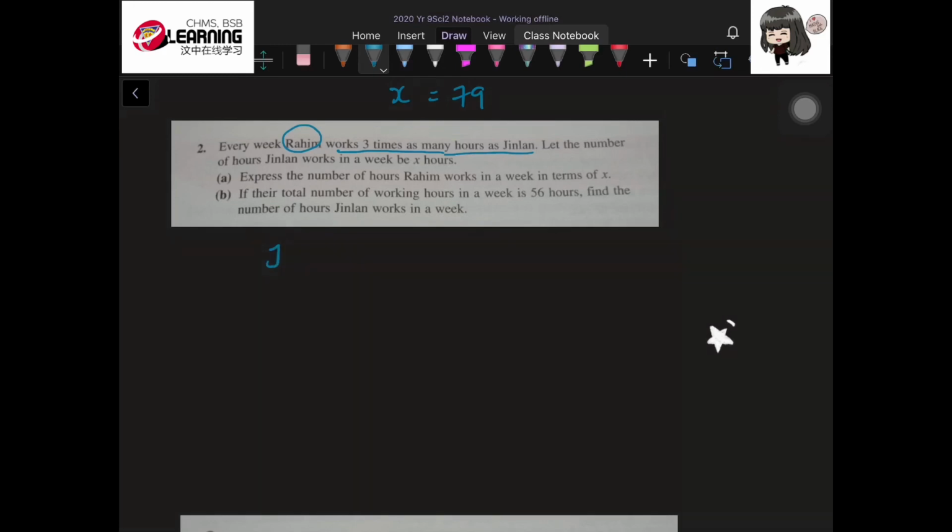Let the number of hours Jinlan works in a week be x hours. So Jinlan works x hours, and Rahim, who is more hardworking, works 3 times as many hours as Jinlan. So it means 3 times x, which is 3x hours. A. Express the number of hours Rahim works in a week. Done. So this is the answer, 3x.